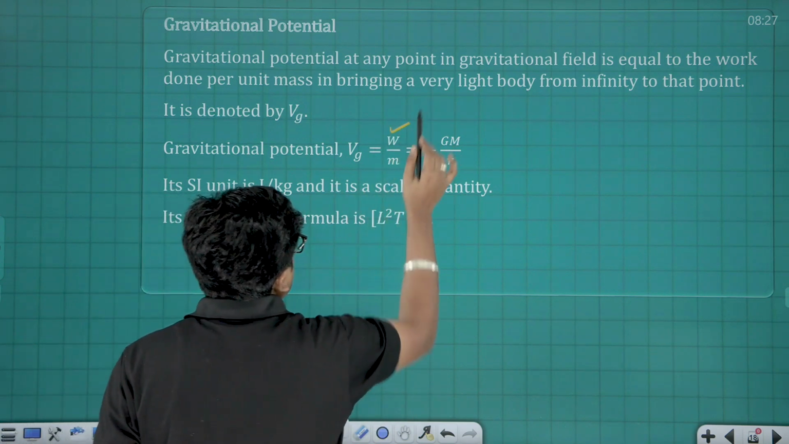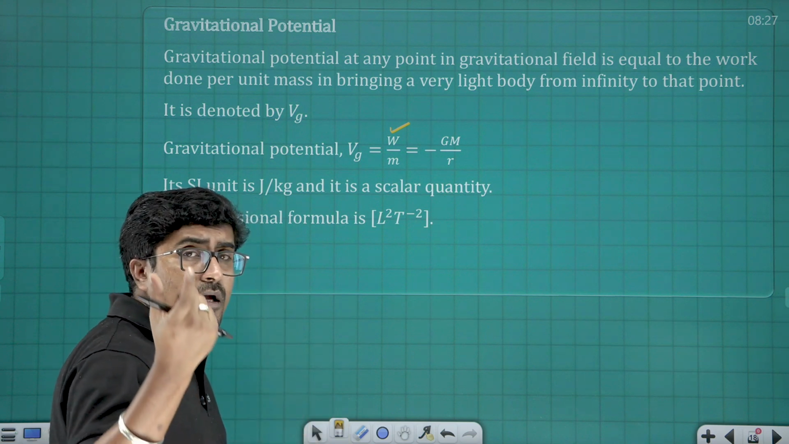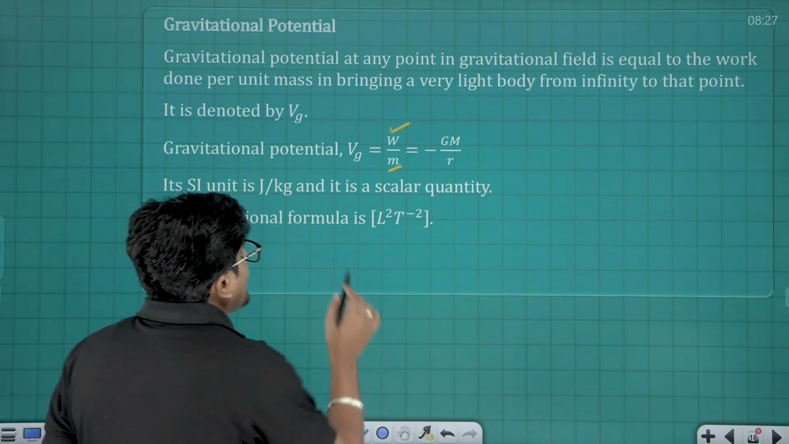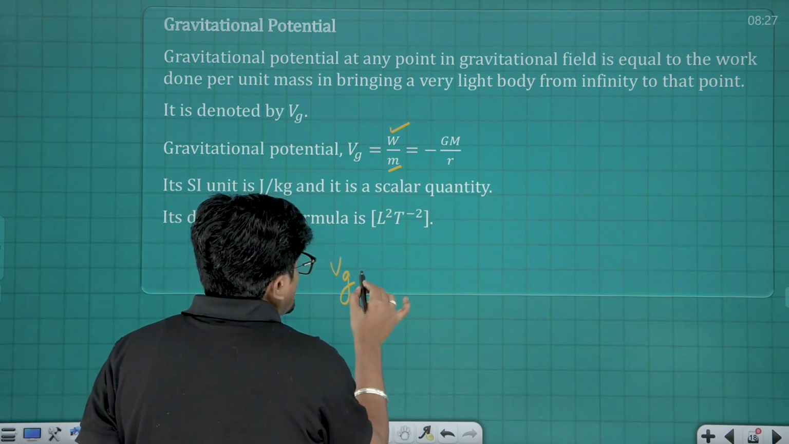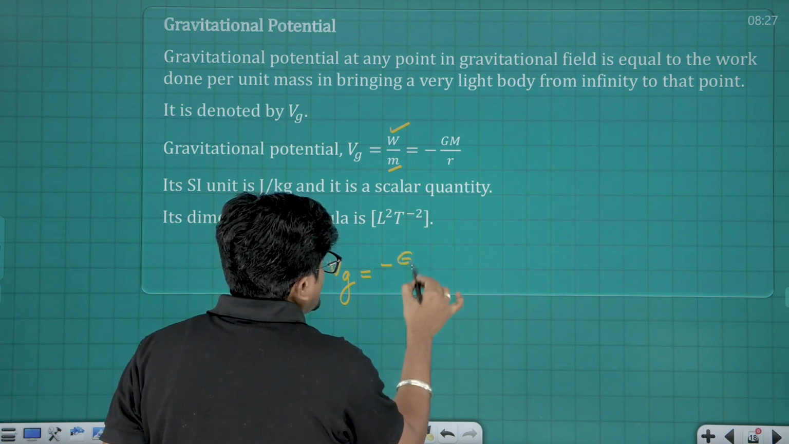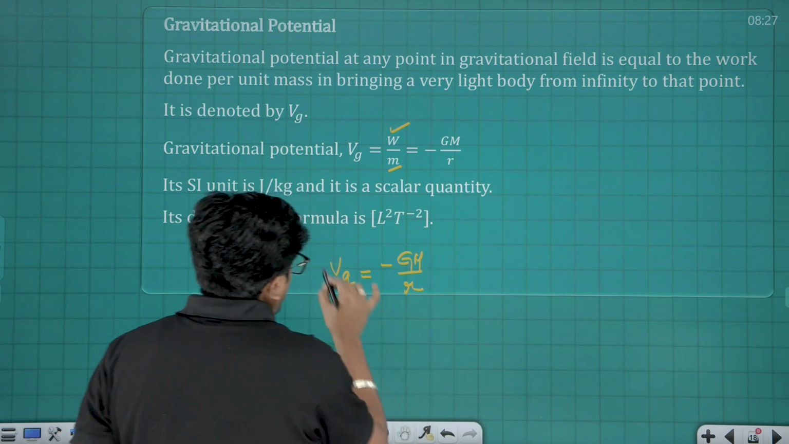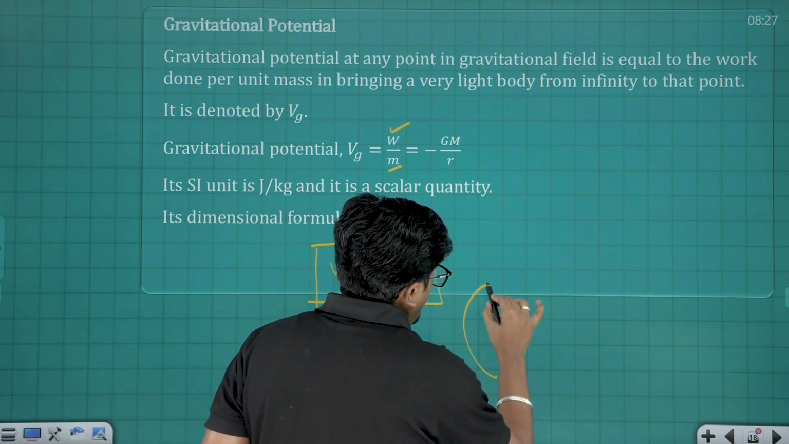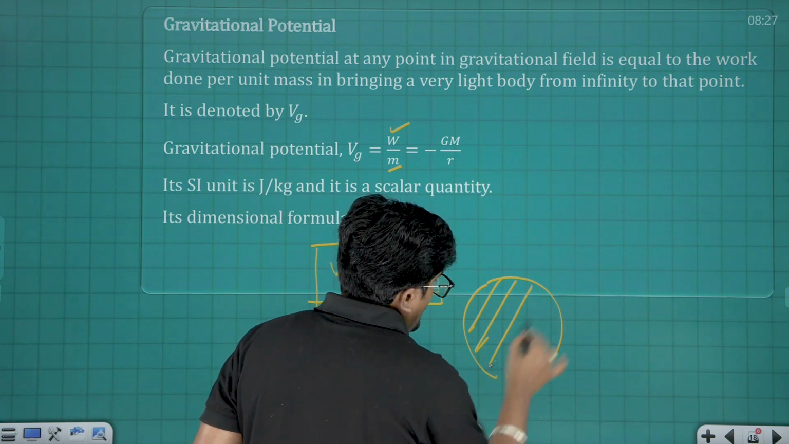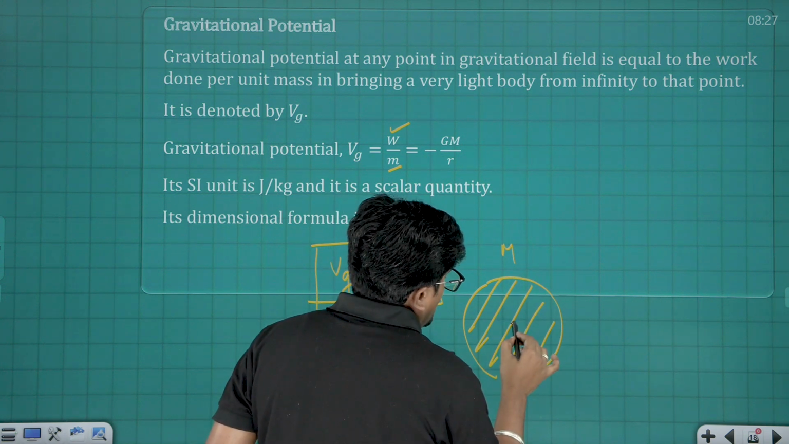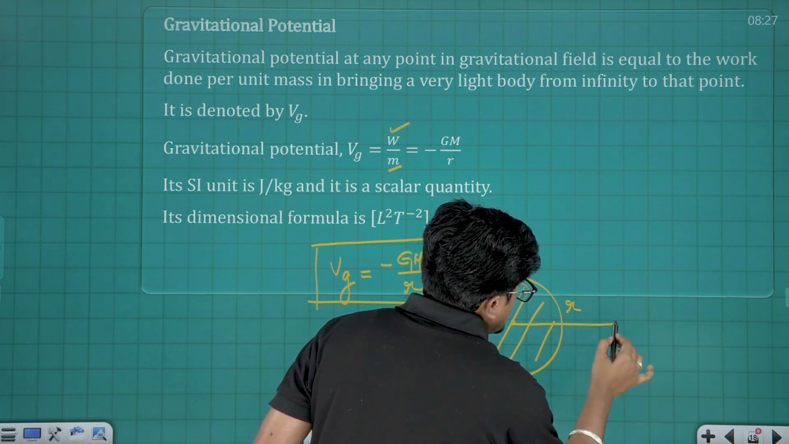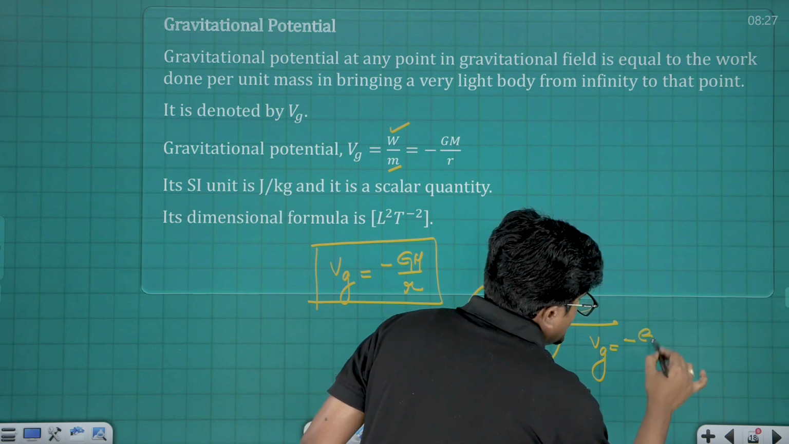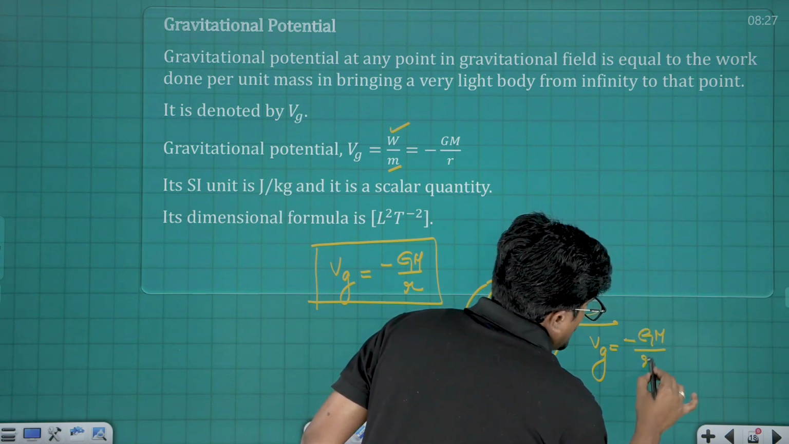All right, so here I told you work done in bringing 1 kg mass. So if W is treated as work done in taking a mass from infinity to any point, and if m kg is the mass, then gravitational potential at that particular point, V suffix g, it is marked as minus of GM upon small letter r, where small letter r is the distance from the center of the earth. For example, let this be the earth, mass is capital M. Okay, here this is the center, and here this is the distance. Okay, so here the gravitational potential, V suffix g, we got it as minus G capital M upon small letter r.